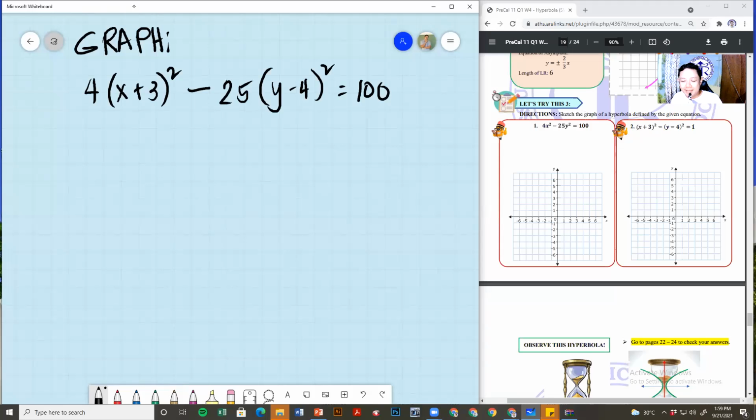Ready. I will also be making a Padlet link. And after doing your thing, your solution, I would like to request you to post the picture of your solution and your graph in that Padlet link. Okay? So everybody, spend this time solving and graphing for this hyperbola. Time starts now. Go.